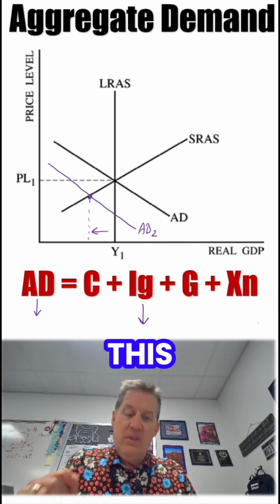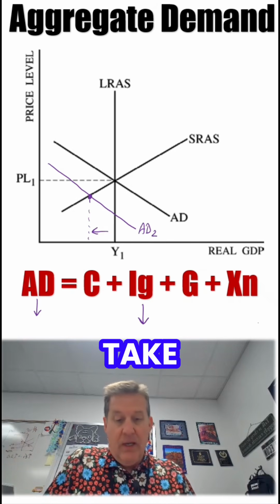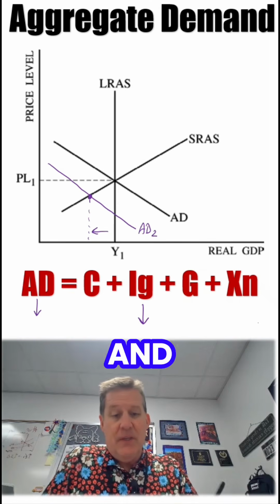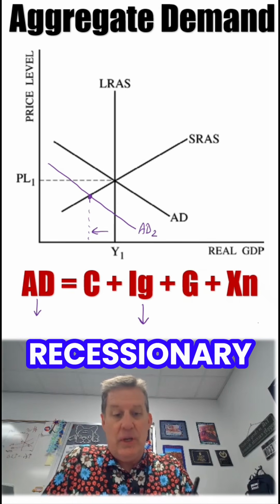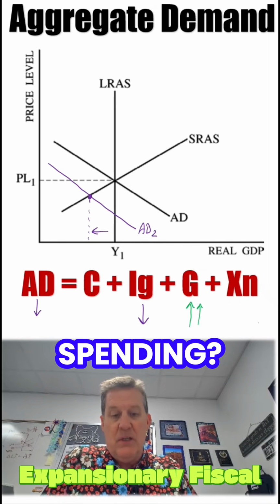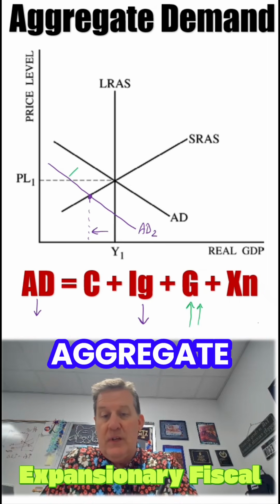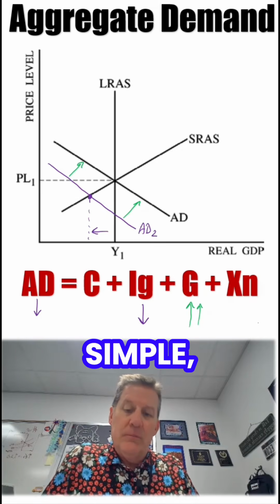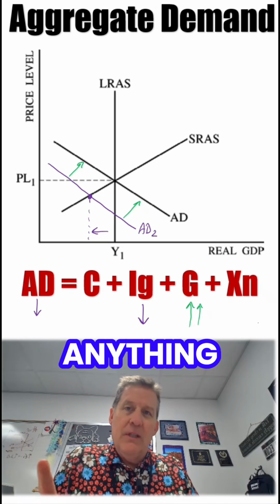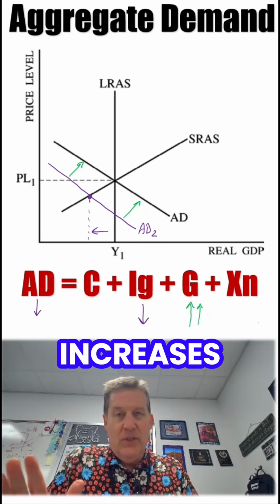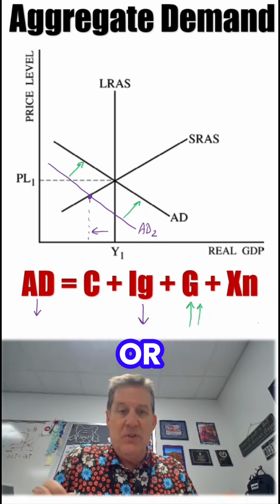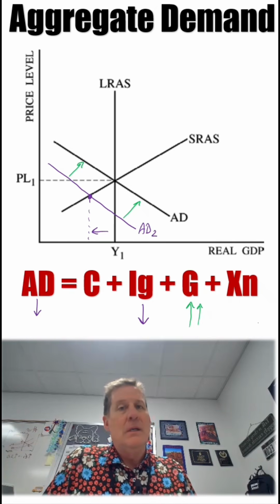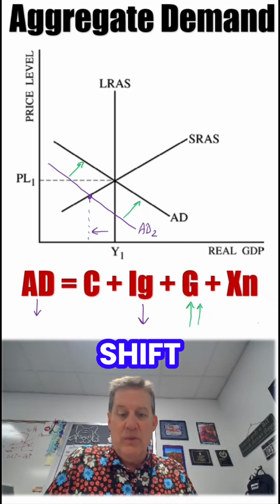Ooh, how about we do this now? What if we take our fiscal policy learning and we say, hey, let's fix that recessionary gap by increasing government spending? Well, that would shift aggregate demand back to the right again. So aggregate demand is actually really simple. All right. Anything that increases consumption, investment, government purchases, or net exports will shift it to the right. Anything that decreases those things will shift it to the left.